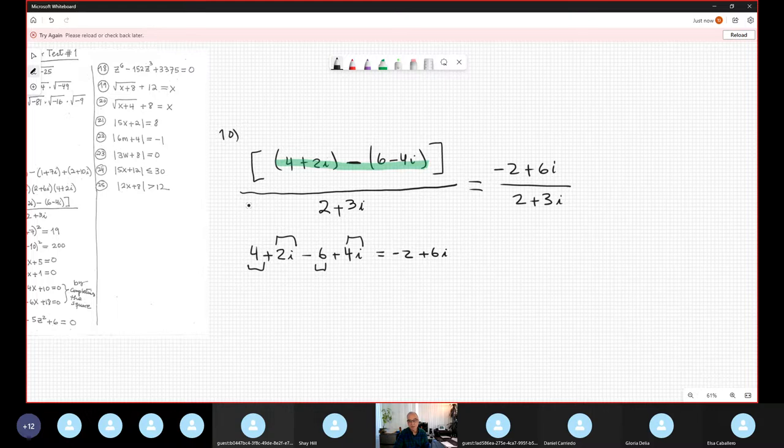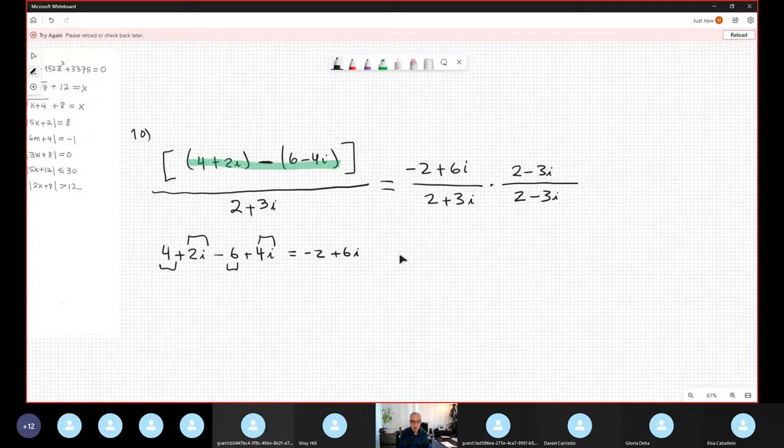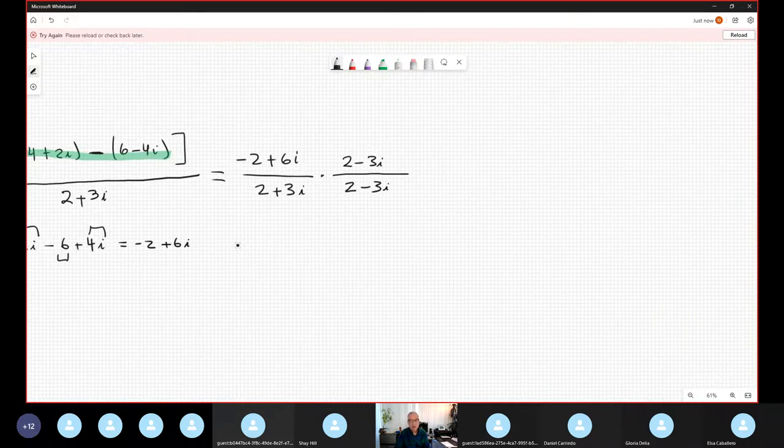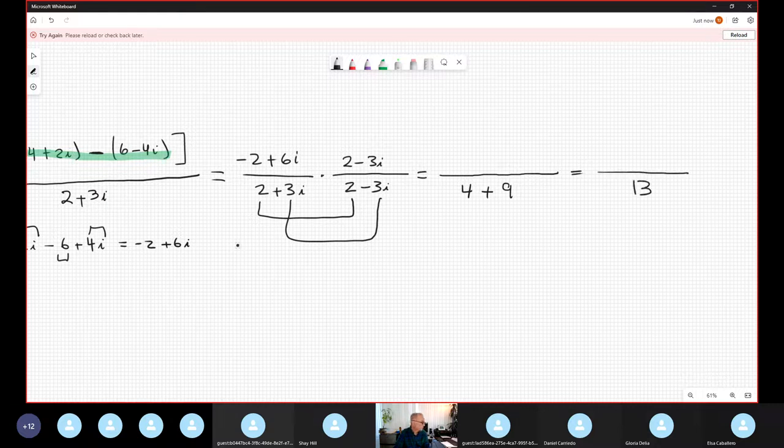This is the classical problem of division, if you apply the smart way, and the smart way always is formed by the conjugate of the complex number in the denominator. The complex number in the denominator is 2 plus 3i, and its conjugate is 2 minus 3i. I remember we have a shortcut to quickly multiply two conjugate complex numbers: 2 times 2 gets 4, always plus, 3 times 3 gets 9, and 4 plus 9 gets 13. At least I did the first part.